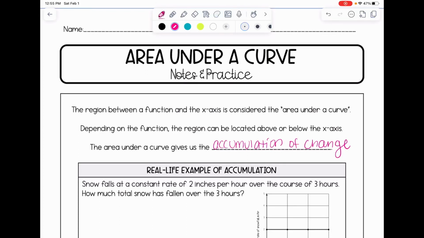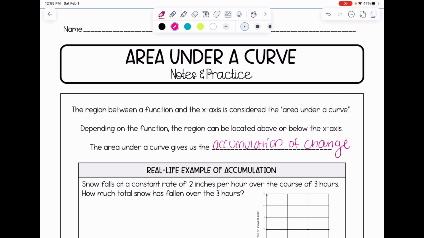In this video, we'll be talking all about area under a curve and how to estimate that value using Riemann sums. So the region between a function and the x-axis is considered to be the area under a curve. And this region basically can be located above or below the x-axis. The area under a curve gives us what's called the accumulation of change.